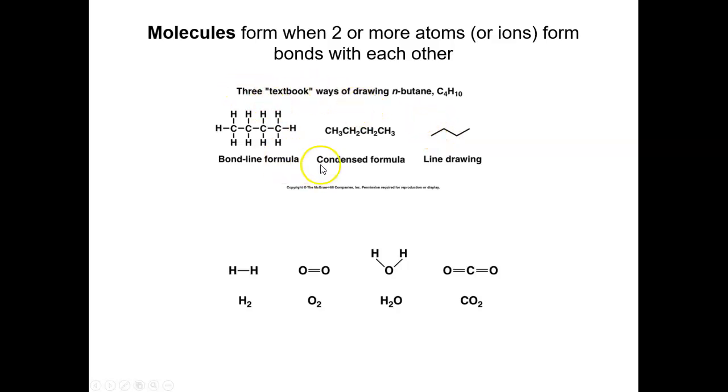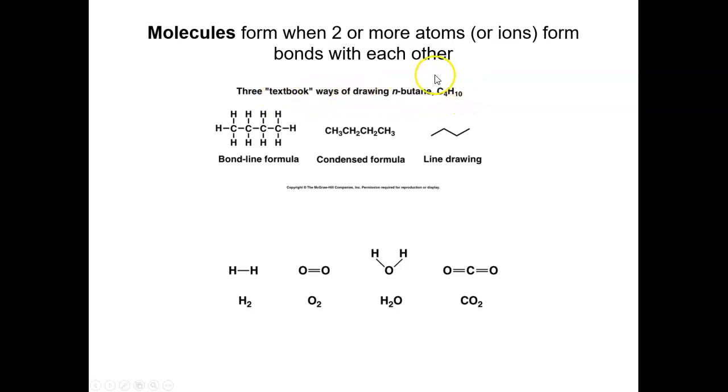We're going to talk about a chemical called butane. It says 3 textbook ways, but actually there's 4 ways to draw butane right here. Here's butane right here, C4H10. It means it has 4 carbons and 10 hydrogens. So this is a molecule. This molecule has 4 atoms of carbon and 10 atoms of hydrogen. It's made of 2 different elements. The elements are carbon and hydrogen. Those words can be confusing, but just practice a little bit and you'll be all right.